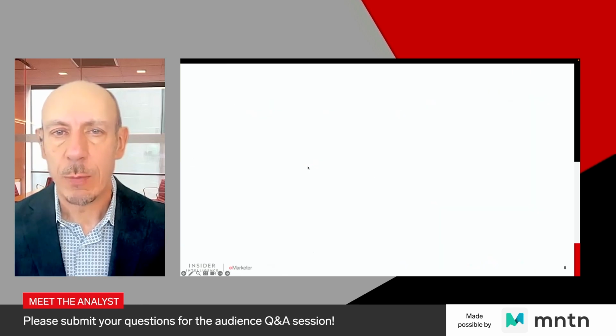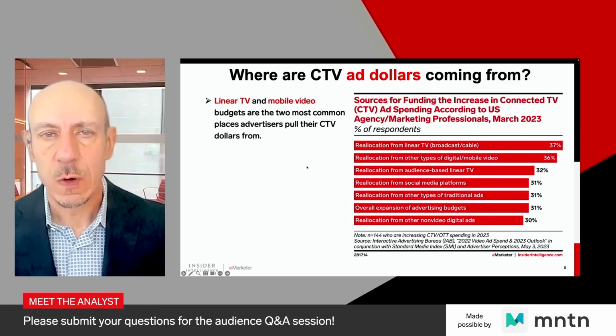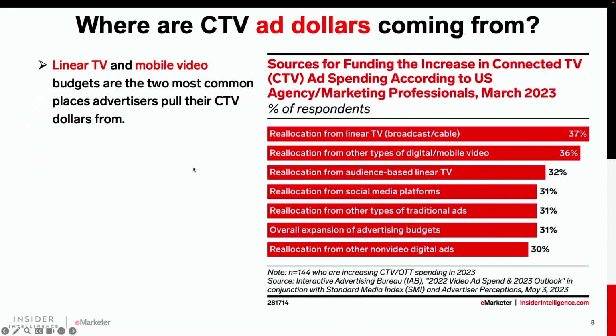So with that, I'd like to spend a minute on a couple of third-party studies that looked at the source of CTV ad budgets. So the first one in this chart is a study the IAB conducted with Standard Media Index and Advertiser Perceptions. It shows that the reallocation from linear TV and other types of digital video is where most of this budget shift is coming from. But social isn't far behind.